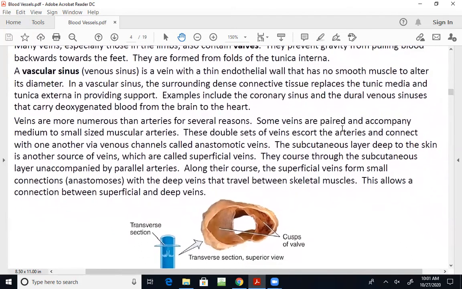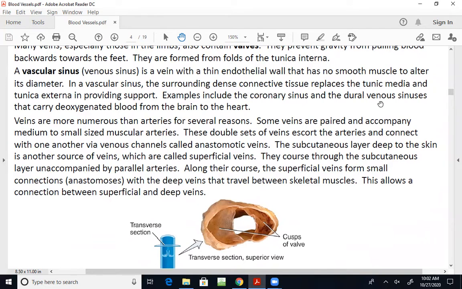In our previous lecture, we talked about an example of what we call a vascular sinus or venous sinus, a vein with a thin endothelial wall having no smooth muscle to alter its diameter. In a vascular sinus, the surrounding dense connective tissue replaces the tunica media and the tunica externa in providing support. The one that we talked about in that previous lecture was the coronary sinus on the backside of the heart that helps deliver blood back to our right atrium.